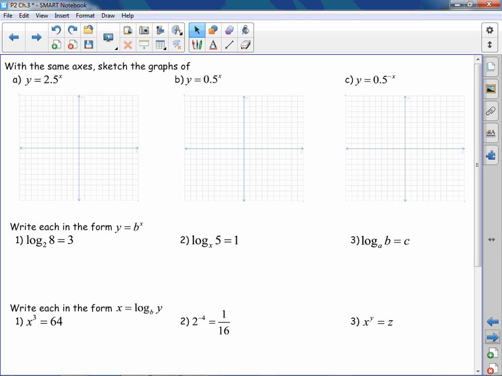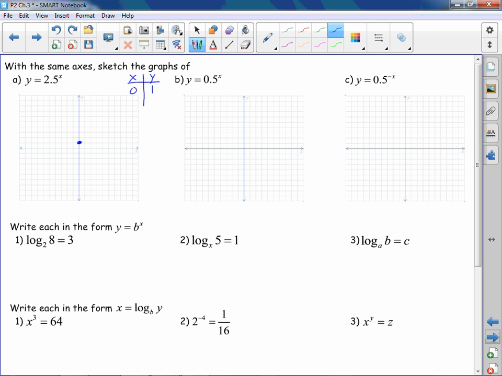Okay, we ready? y equals 2.5 to the x. If I were plotting points here, let's pretend we're doing a t-chart, x, y. If I put in an easy number like x is 0, what is 2.5 to the 0 power? 1. This is the point that I want you to put on there. I just plugged in 2.5 to the 0 power. Anything to the 0 power is 1. Okay, so we have 0, 1.